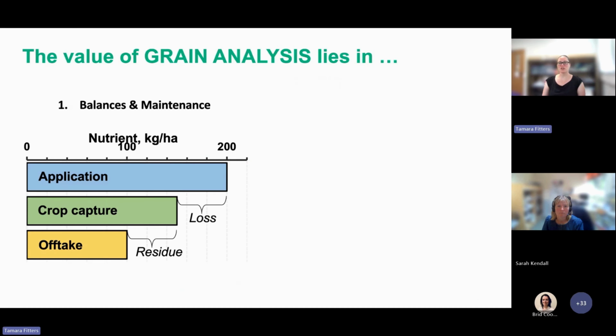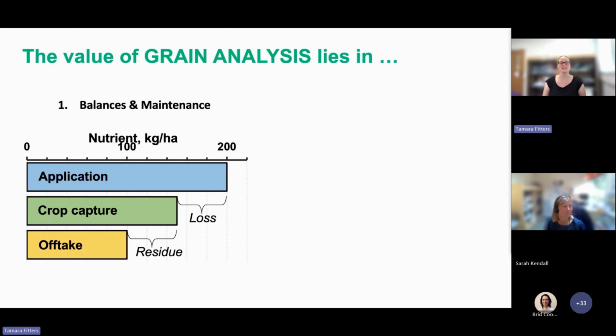So when we then go back to the story about grain analysis, how does grain analysis come into this? Because it's nice for me to say, well, you need to get it right. Obviously, we all want to get it right, but how do we get it right? Well, to be really honest, it's really tricky.